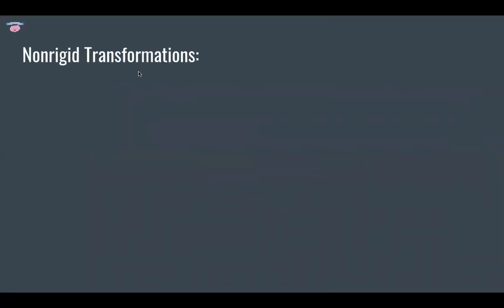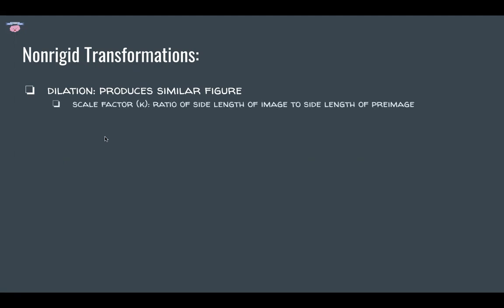Non-rigid transformations. We briefly mentioned this in the beginning, but here are some more details. A famous one is dilation, and this has to do with similarity, so go back to the first few minutes of this video if you want to. The scale factor k is the ratio of the side length of the image to the side length of the pre-image. Enlargement is when k is greater than 1, and reduction is when k is less than 1 but greater than 0. So if I have this triangle and this triangle, it's an enlargement. If I have this triangle and this triangle, it's a reduction.